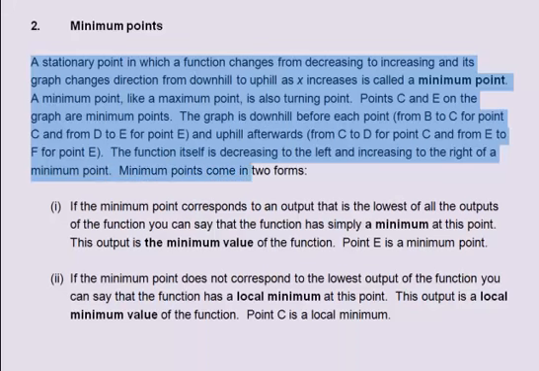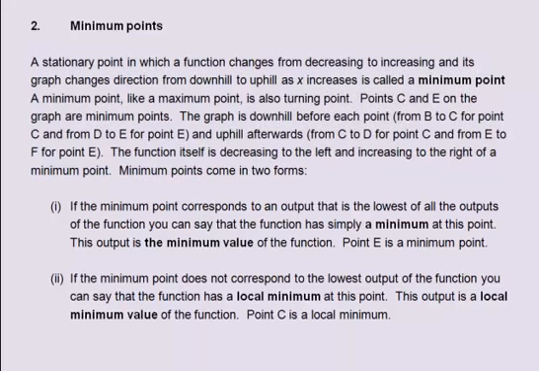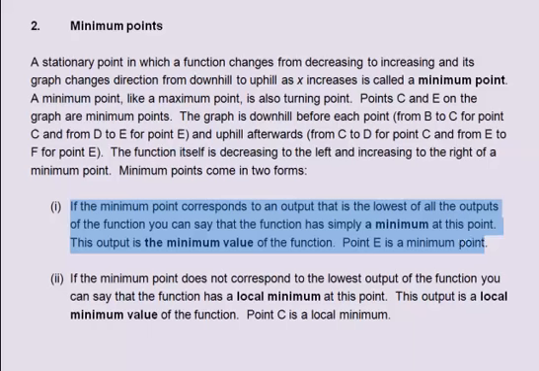Minimum points come in two forms. 1. If the minimum point corresponds to an output that is the lowest of all the outputs of the function, you can say that the function has simply a minimum at this point. This output is the minimum value of the function. Point E is a minimum point.